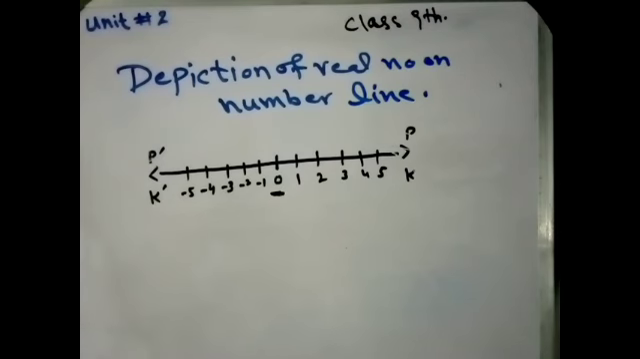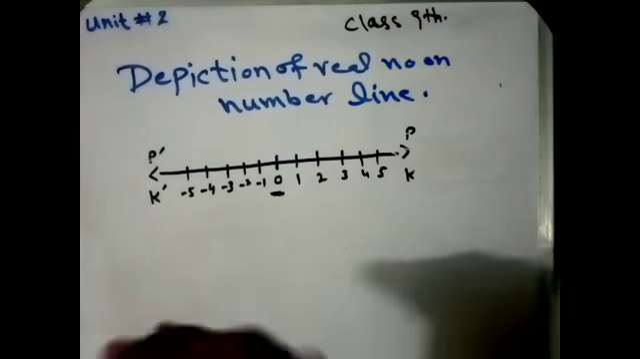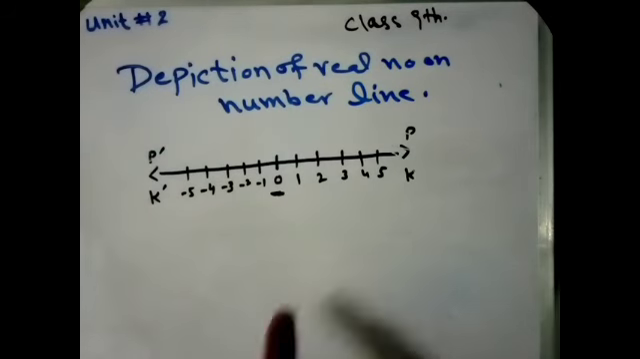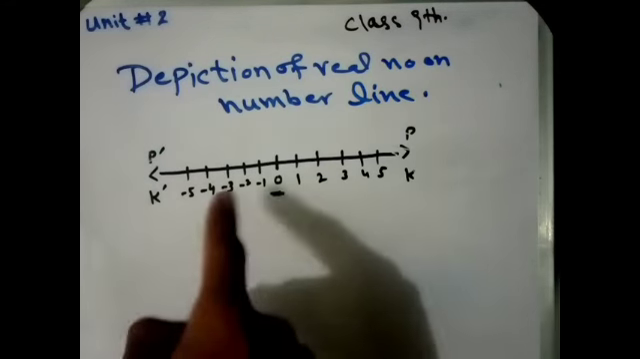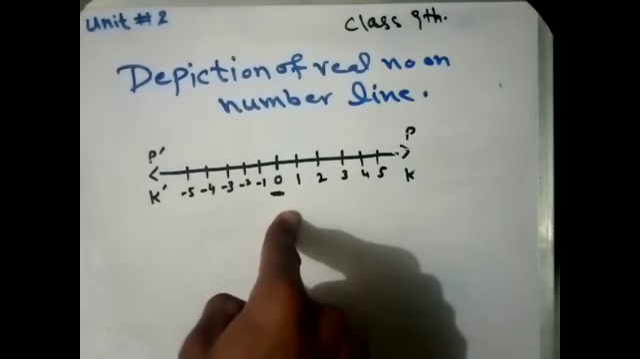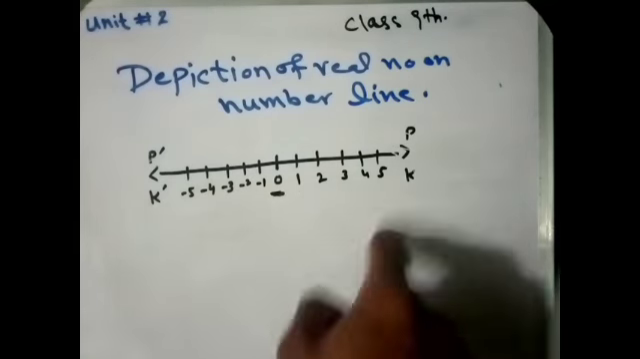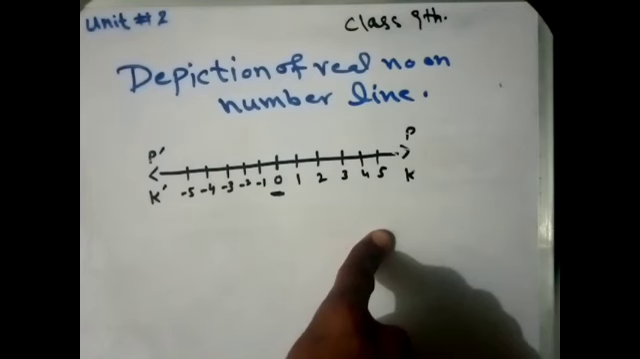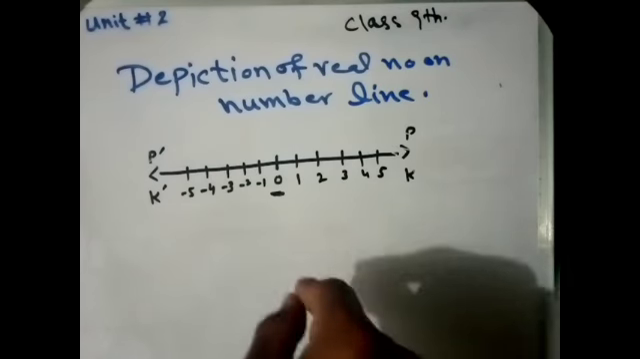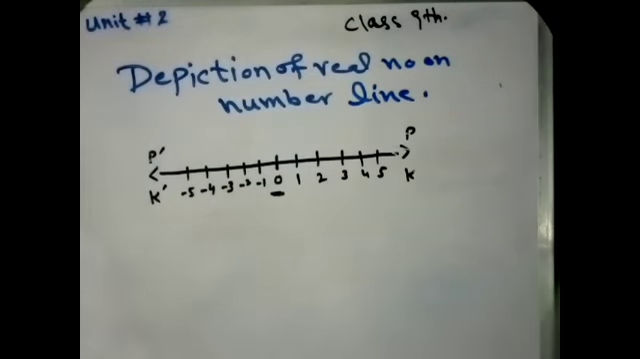So every real number corresponds to a point on the number line, and every point on the number line corresponds to a real number. Consequently, the number line is sometimes called the real line. So this is the basic definition of the number line.